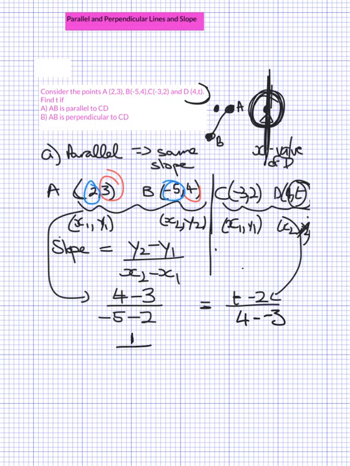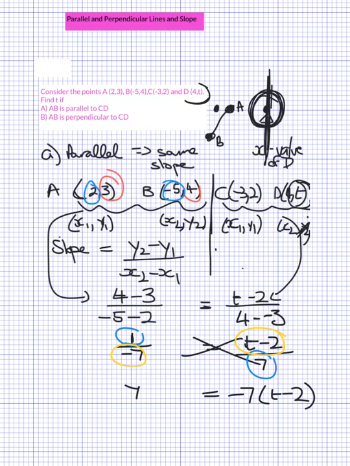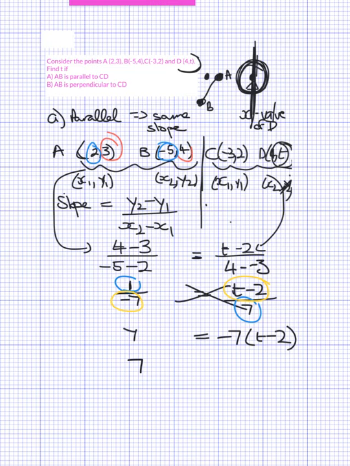So 4 minus 3 is 1, and -5 minus 2 is -7. That's going to equal t minus 2. We can't make that any simpler because they're not like terms. 4 minus minus 3 is the same as 4 plus 3, which is 7. Then I'm going to cross multiply because I've got two fractions going on. So I'm going to multiply 7 by 1, and I'm going to multiply -7 by t minus 2. So I'm going to end up with 7 equals -7 bracket t minus 2. I'm going to rearrange that. 7 is equal to -7t plus 14, because it's -7 times t and then -7 times -2.